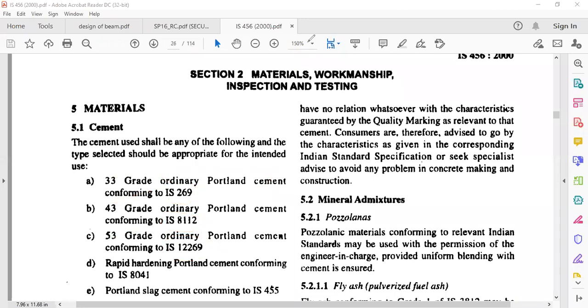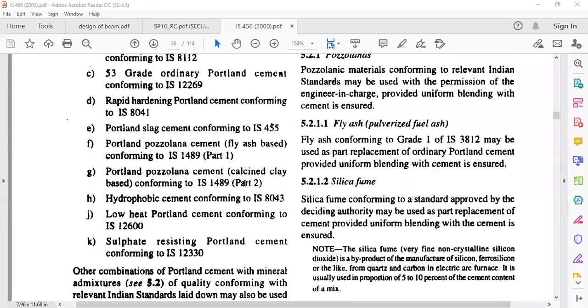Many a times you want to use different kinds of cement. So which kind of cement do you have to use? Suppose you have to use rapid hardening cement, rapid hardening Portland cement. These things, basically types of cement, you might have gone through in the RCC1 part, and the course related to it. You can just go through it.